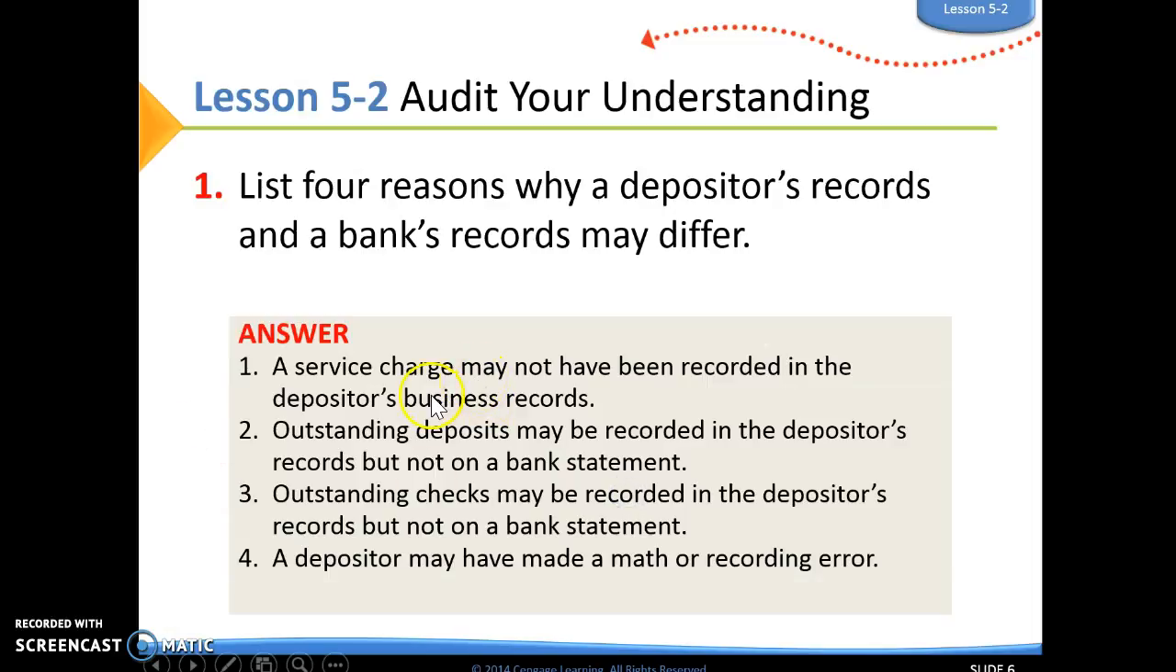So here are the 4 reasons. A service charge may not have been recorded. There might be outstanding deposits. There might be outstanding checks. Or the depositor may have made a math or a recording error.